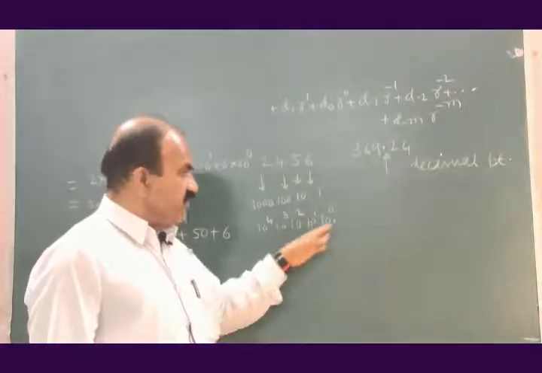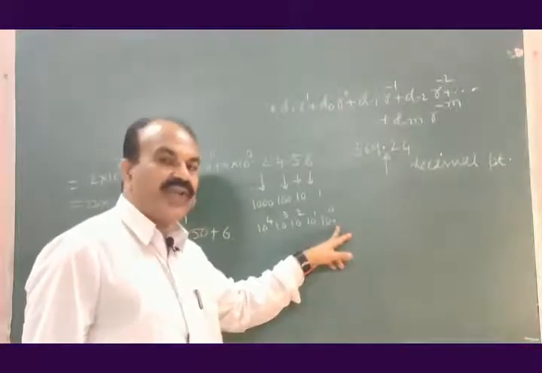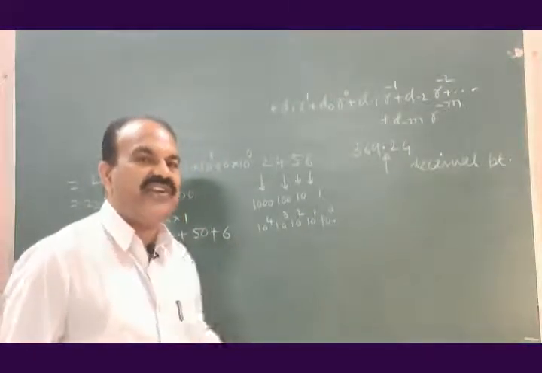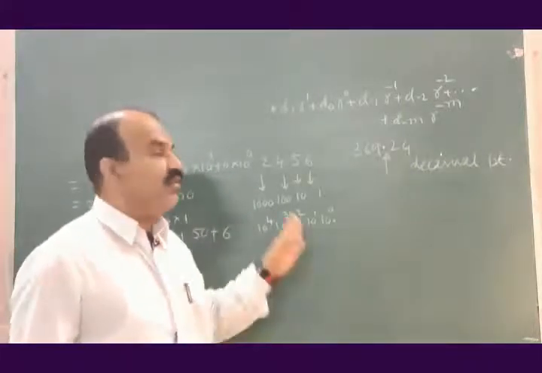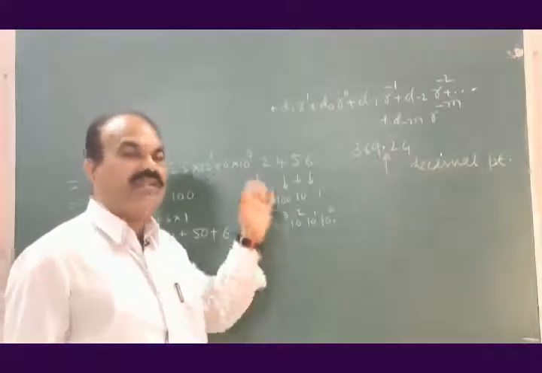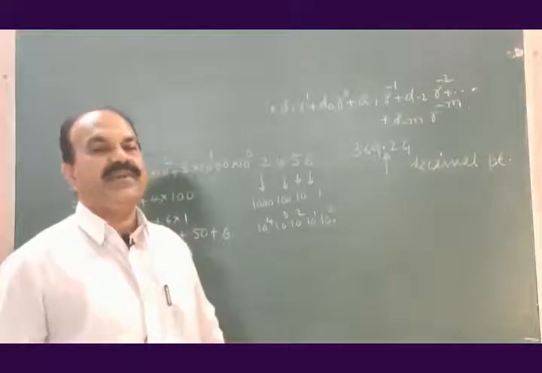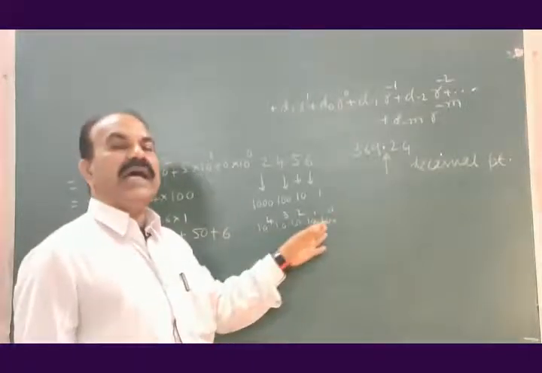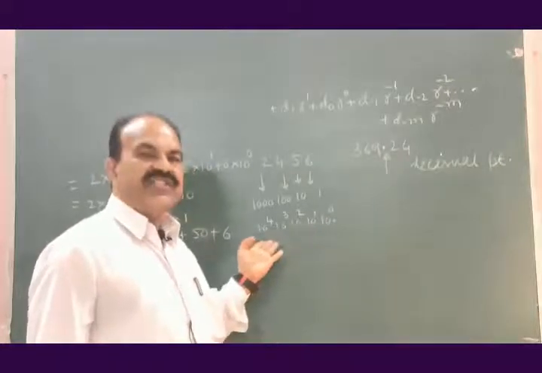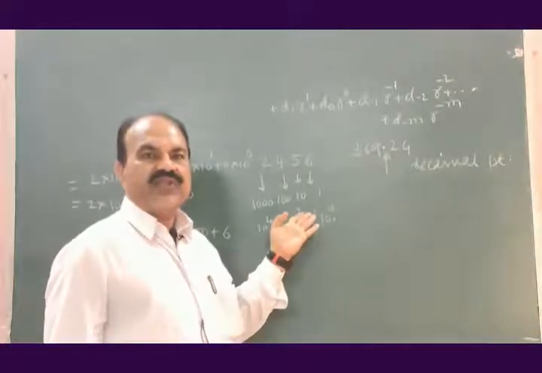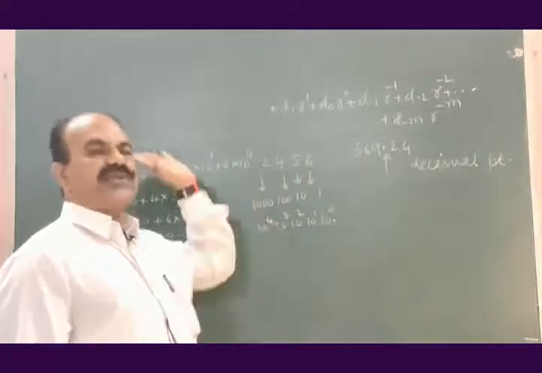So every position from the decimal point to the left has a certain value, and therefore this number system is known as positionally weighted number system. Whenever we move to the left from the decimal point, the weights are written this way: 10 to the power 0, 10 to the power 1, 10 to the power 2, 10 to the power 3, and so on.